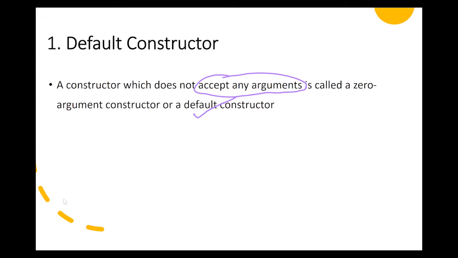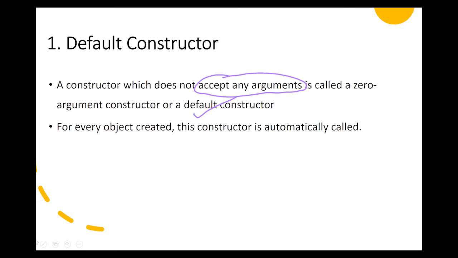For every object created, this constructor is automatically called. Since there is no argument involved in this particular constructor, remember we can also have arguments in a constructor, but when it comes to the default constructor, since we are not maintaining any arguments, it is automatically called as soon as we create the object, because we need not pass any parameter. That is why it is automatically called.